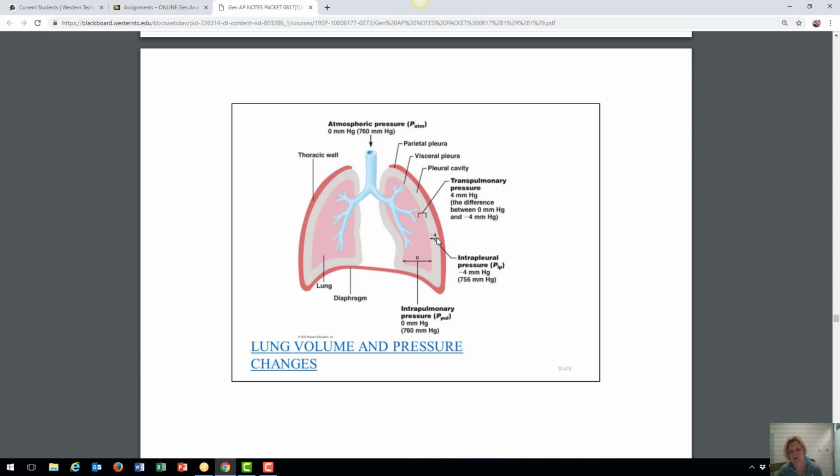intrapleural pressure, is always negative because of the pull of the thoracic wall, and the lungs' elastic recoil, wanting them to move inward, makes a little stretch in this space, which makes it a -4 value, and it's always negative. And we also have lymphatic vessels draining this space, so there's no buildup of fluid, so that leaves it always a negative pressure.